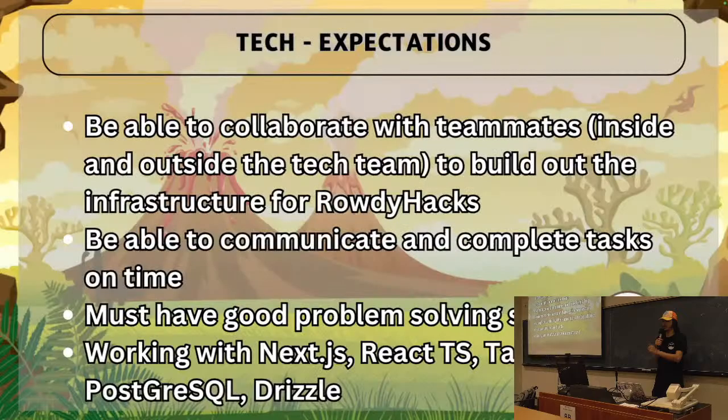Okay, expectations. Nathan covered some, and they all still apply. The biggest thing is that in tech, it is absolutely a staple that you know how to collaborate and communicate with teammates inside and outside the tech team, okay? Tech is basically the center for everything Rowdyhacks, all right? We talk with design. We need to know about PR. We need to know about logistics. We need to be able to communicate at least once or twice with all of our different teams, all right?